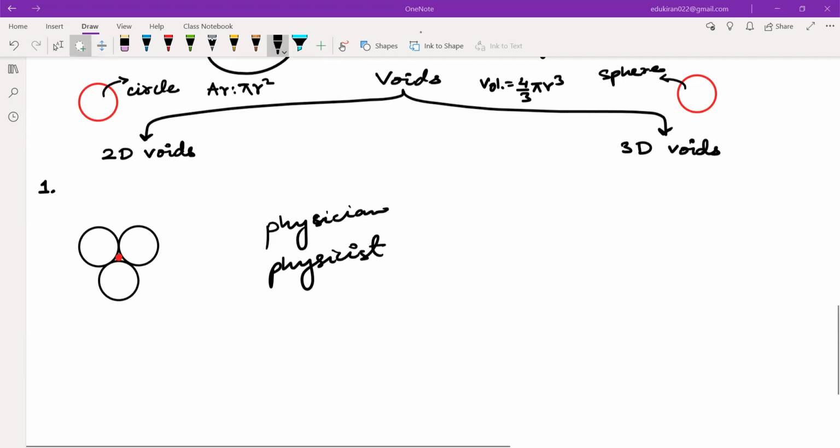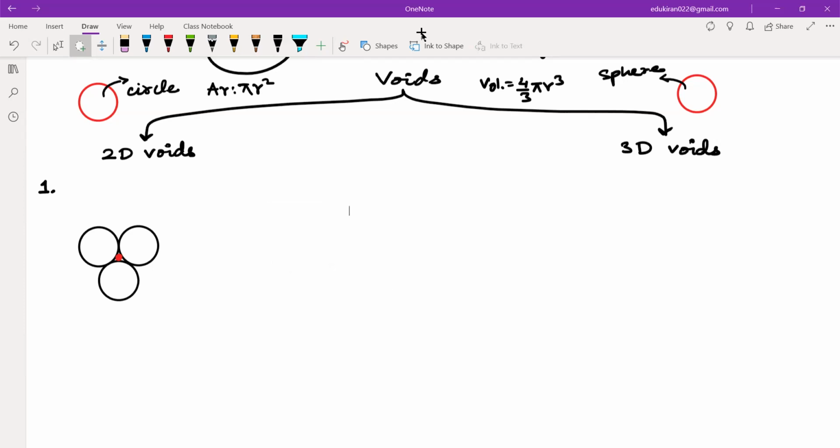This will be a homework for you: learn the difference between a physician and a physicist. A physicist is a person who does physics. What about a physician? He prescribes prescriptions. Exactly. The one who studies human physiology is the physician, and the one who studies physics is the physicist.